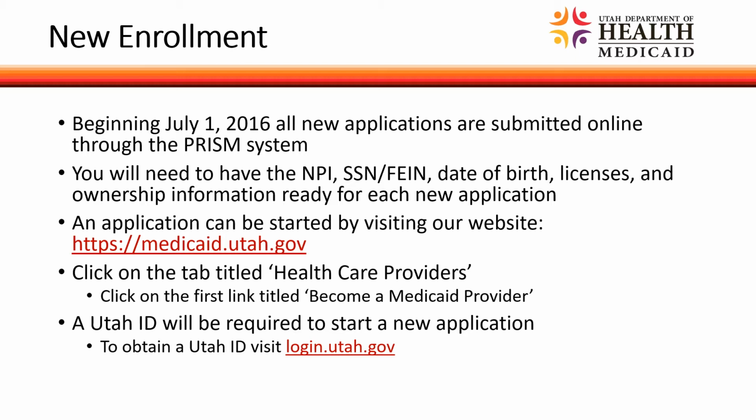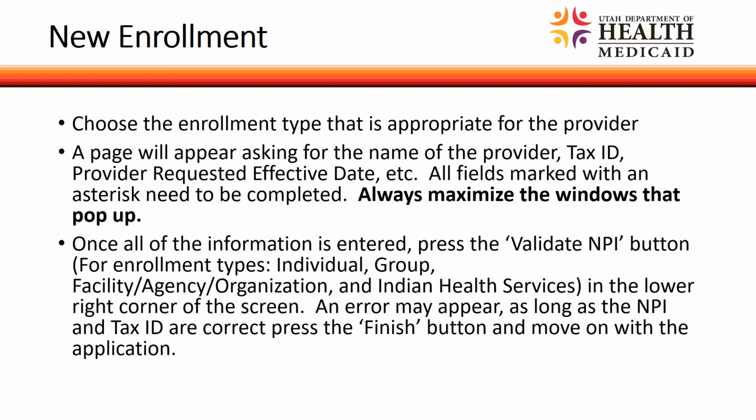A Utah ID will be required to start a new application, and to obtain one, you will visit login.utah.gov. You will then choose the enrollment type that is appropriate for the provider. A page will appear asking for the name of the provider, tax ID, provider requested effective date, and all fields marked with an asterisk need to be completed. You will always maximize the windows that pop up. Once all of the information is entered, you will press the Validate NPI button.